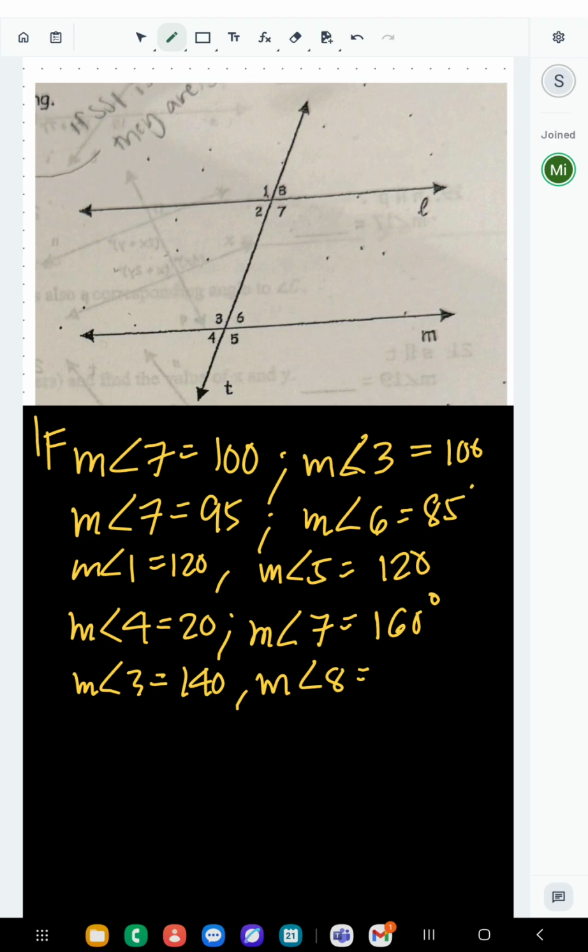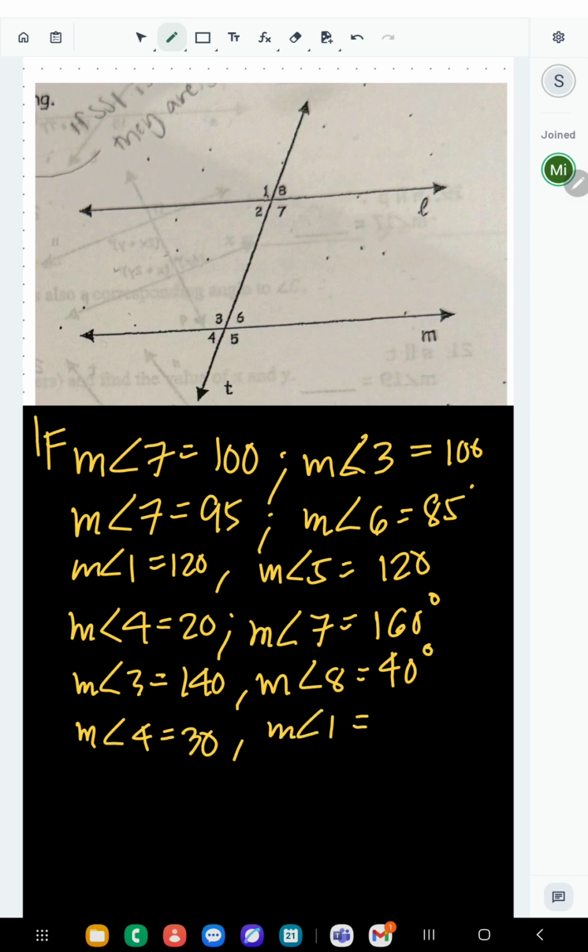Yes. Because angle 3 is congruent to angle 1. They are corresponding angles. Alright. And then, if the measure of angle 4 is equal to 30, find the measure of angle 1.